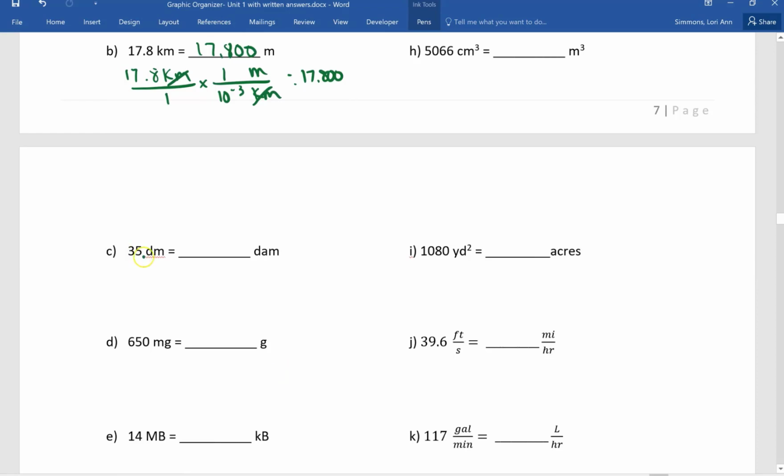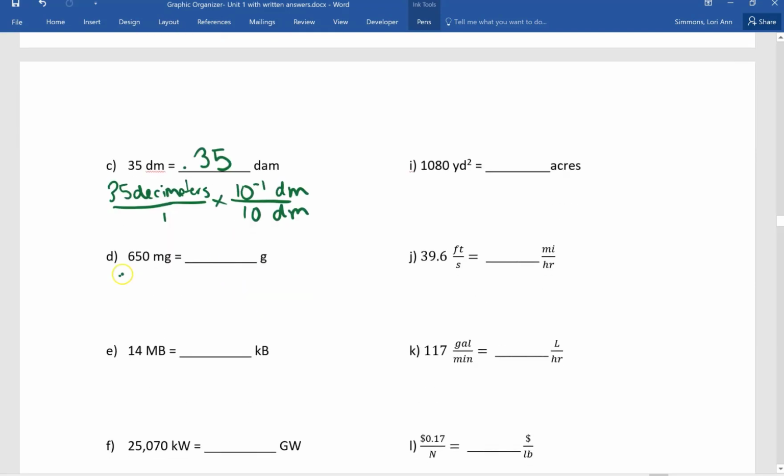Now we're going to go from 35 decimeters to decameters. So 35 decimeters on top over 1. And we want to get rid of the decimeters. And we want to go to decameters. There are 10 decimeters to 10 to negative 1 decameters. So take 35 times 0.1 divided by 10, and we get 0.35 decameters.